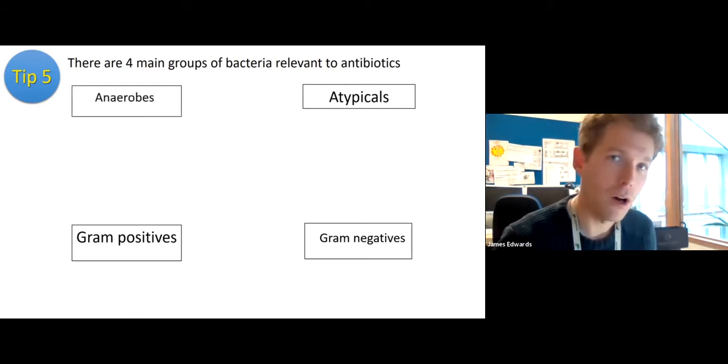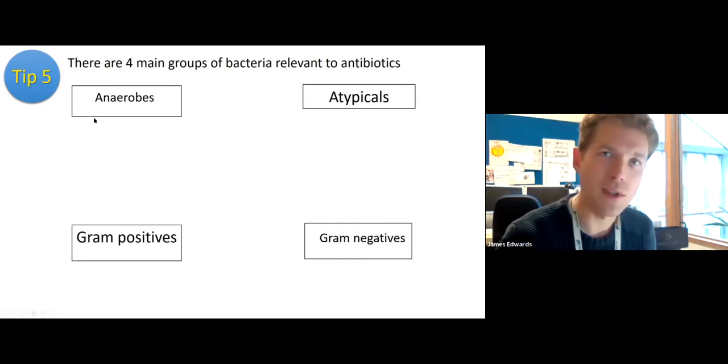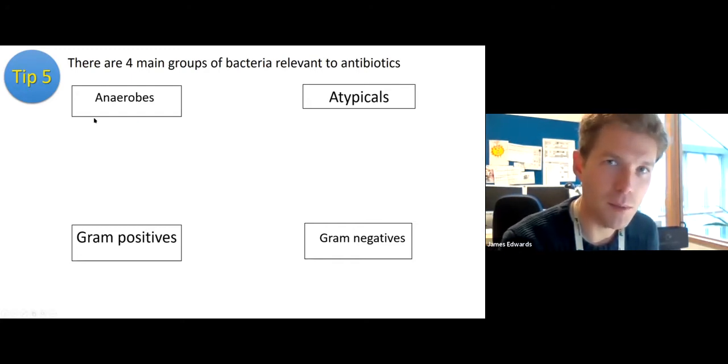And the fourth are anaerobes. The anaerobes can sometimes be both gram-positive or gram-negative. Remember, this refers to their cell wall, not the way that they breathe. But we talk about anaerobes under a 4th separate category because the way they respire can allow us to target these particular organisms specifically with particular antibiotics.